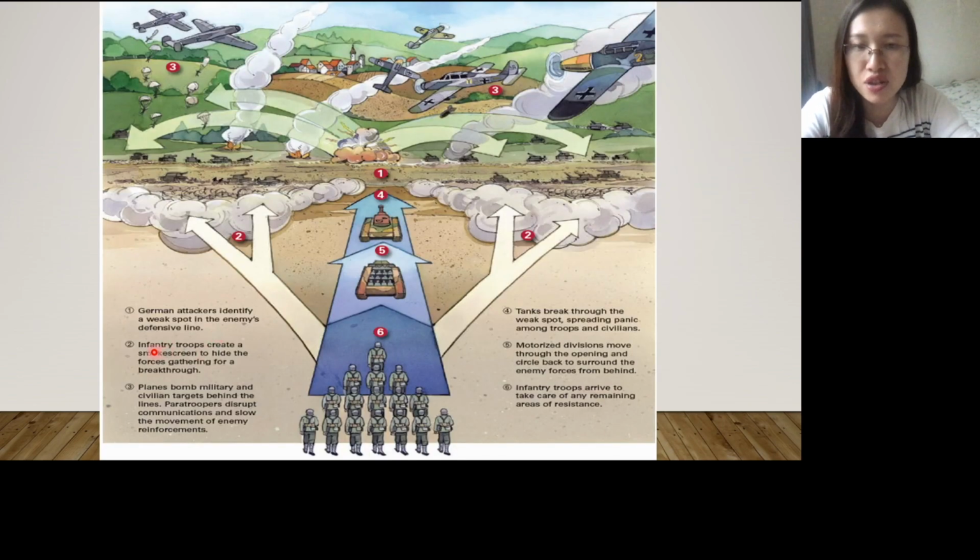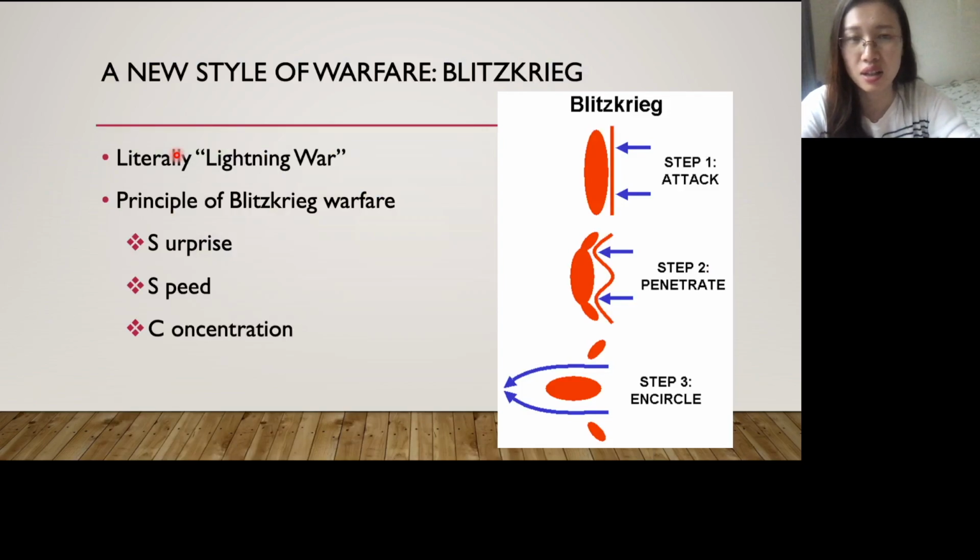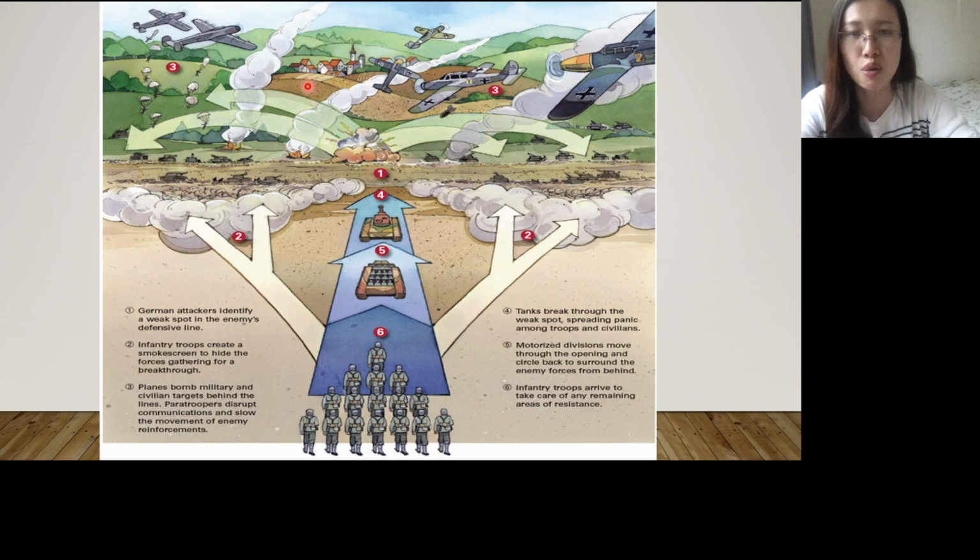And then the infantry troops create a smoke screen to hide forces gathering for a breakthrough. So they set the smoke screen bombers to create a smoke screen. So they are unpredictable, right? Because of these smoke screens, the enemies were not able to identify where you come from. They can't really stop you in a very efficient way, right?